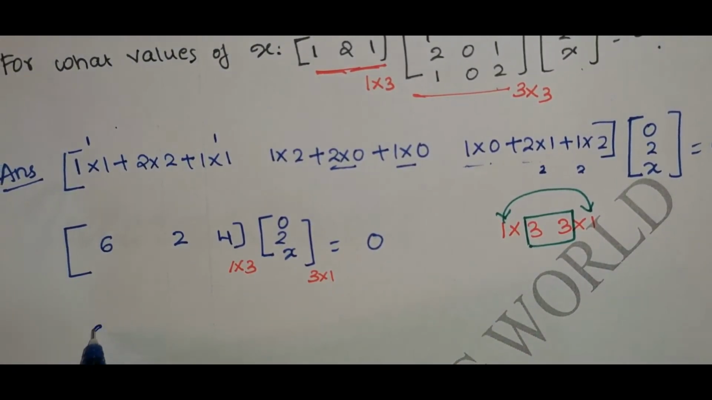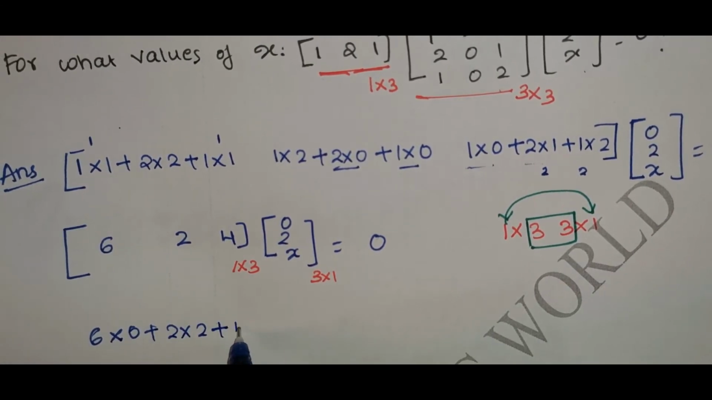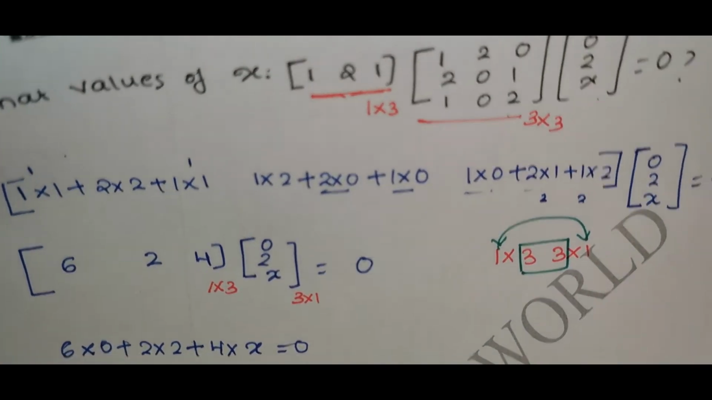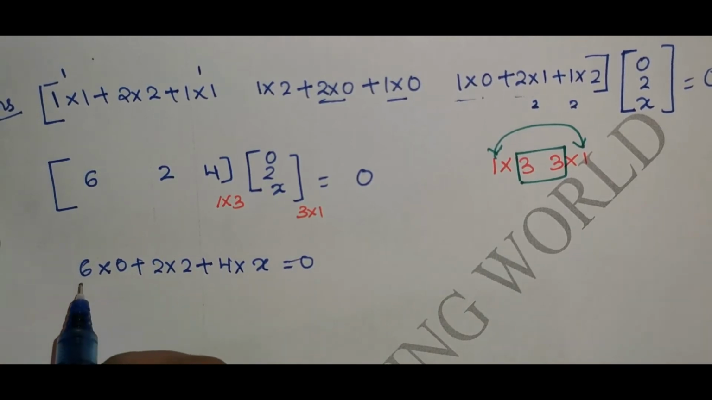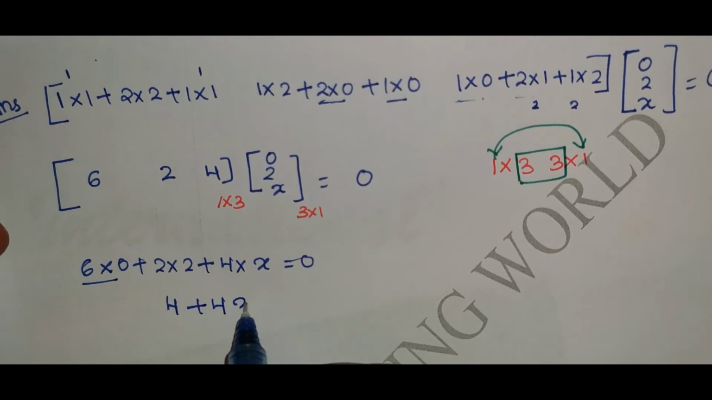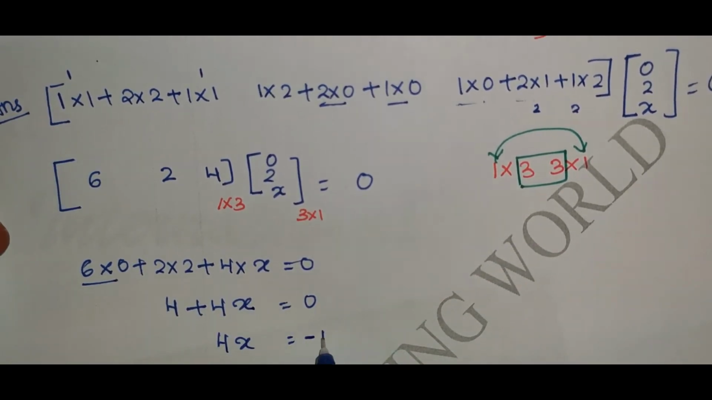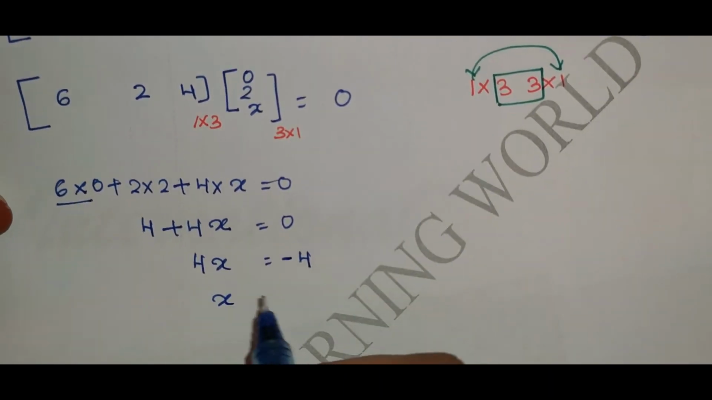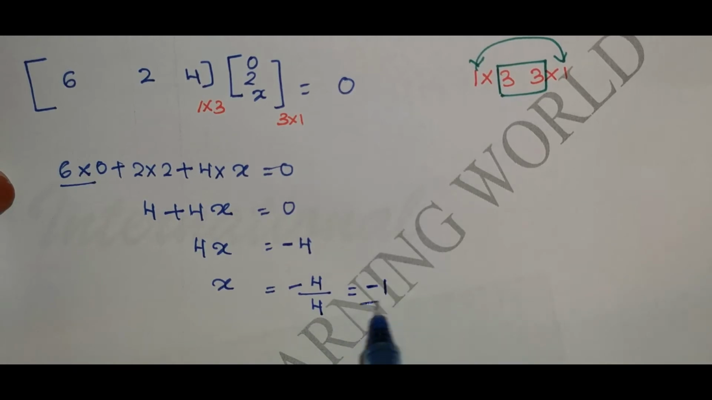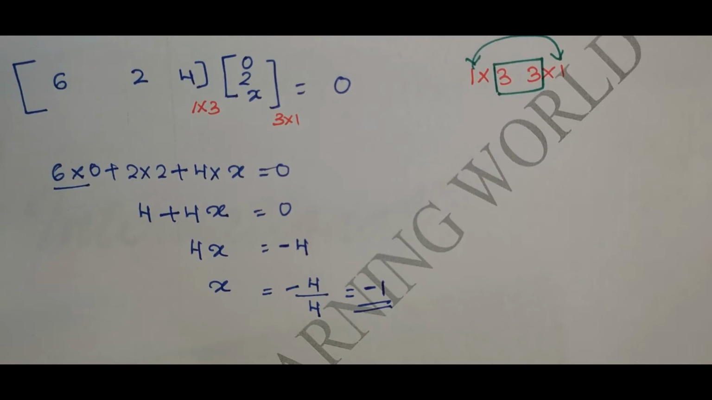So 6 into 0 plus 2 into 2 plus 4 into x, that is equal to 0. Students, we can equate this to 0. 2 into 2 is 4, so 4 plus 4x is equal to 0. So 4x is equal to minus 4, and x is equal to minus 4 by 4, that is minus 1. Okay students, so we got the value of x. x is equal to minus 1.